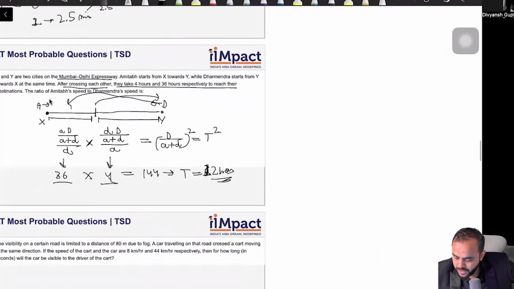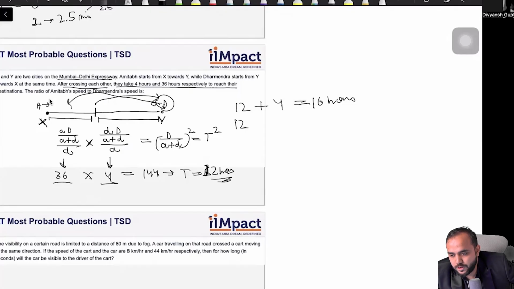So to get from X to Y, Amitabh would have traveled first 12 hours to meet and then 4 more hours. That is 16 hours. In order to cover the same distance, Dharmendra would have first traveled for 12 hours to get to the meeting point and then an additional 36 hours. So Dharmendra would have traveled 48 hours.